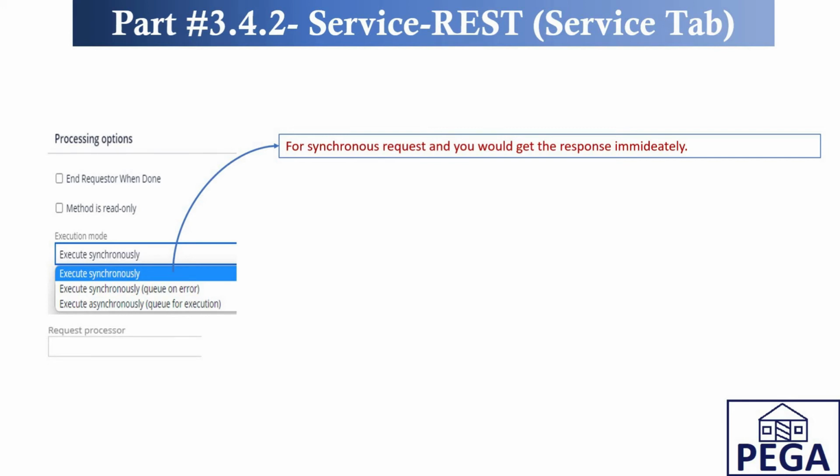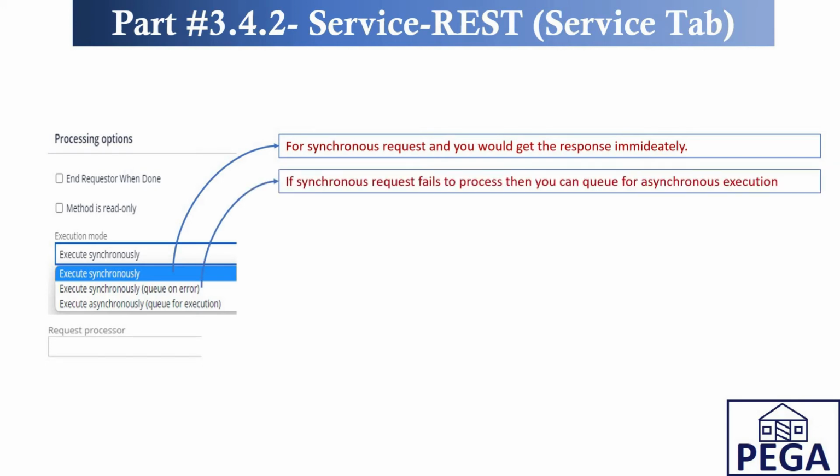Now let's say, for example, you got an error while you are executing, and you are trying to retry that service by using somewhere, right? That somewhere is nothing but the second option, execute synchronously queue on error. The moment you choose that option, if the synchronous request fails to process, then you can queue it into an asynchronous execution.